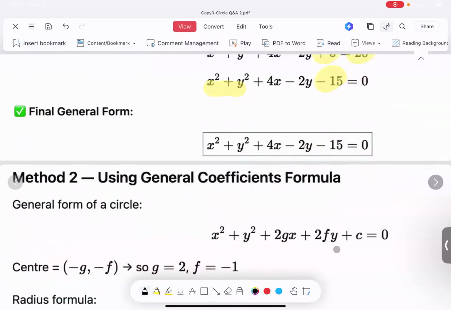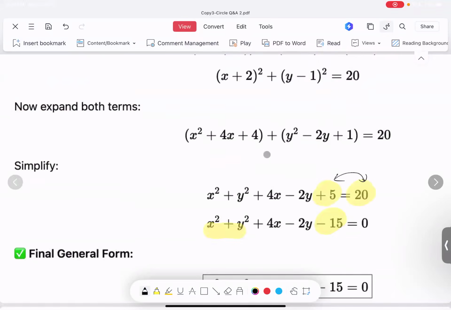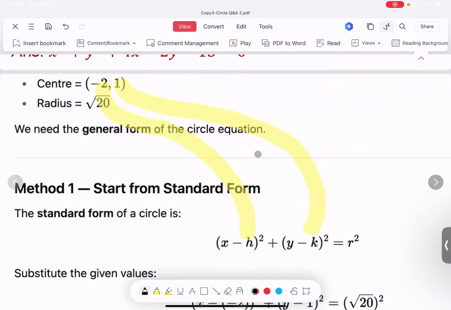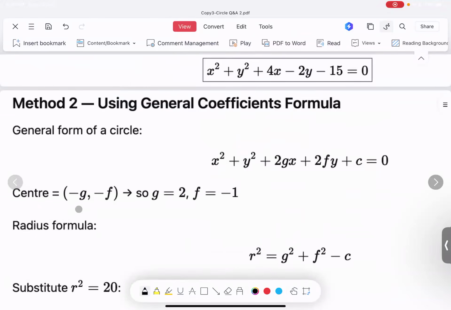Okay, if you use method 2, you can also rewrite this one. After that, 2G is equal to what we get from here. The question here has -2 and 1. So you can see -G, so G is equal to 2, and F is equal to -1. Now be careful with the sign. Be careful with the negative and positive.